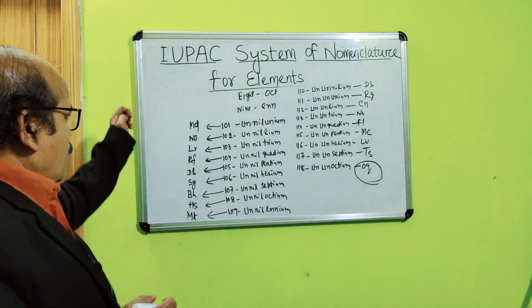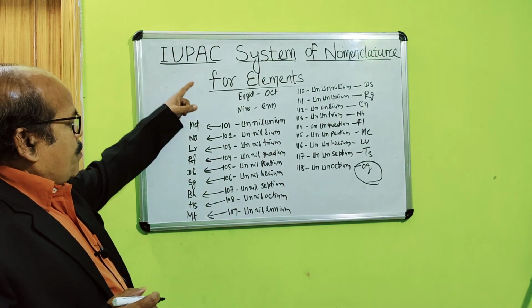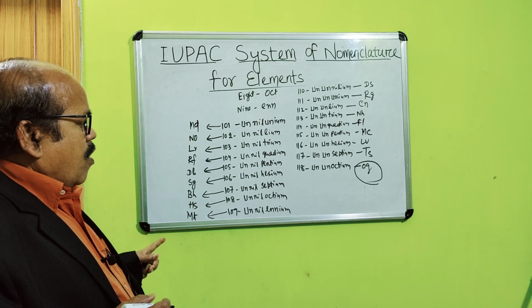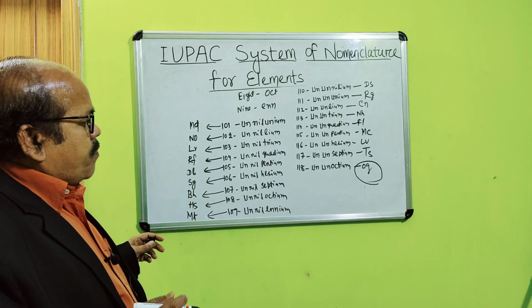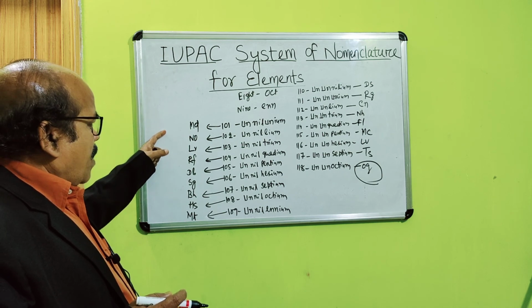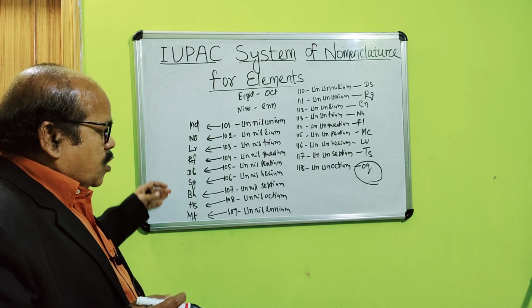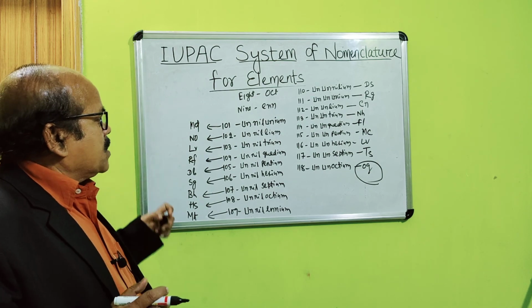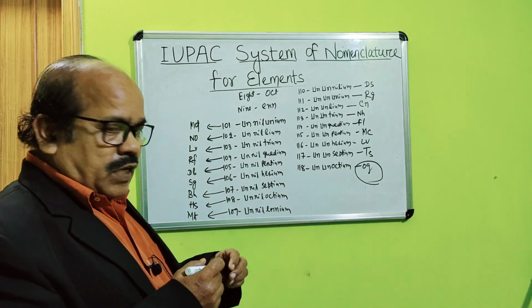So I have told you how the IUPAC system of nomenclature is given, and up to 118 all the elements have been found out so far. So the naming of the elements is also given, which was accepted by the IUPAC system. I hope it's clear, the IUPAC system and nomenclature.